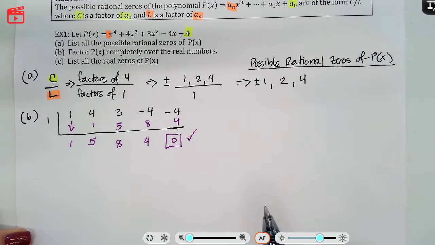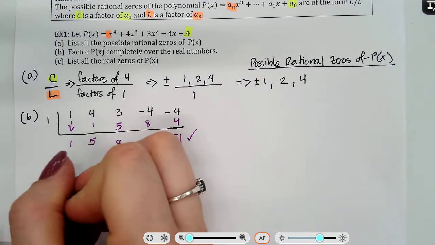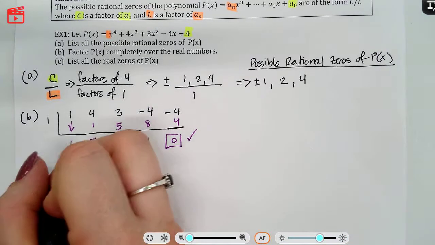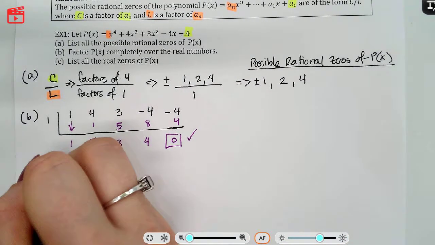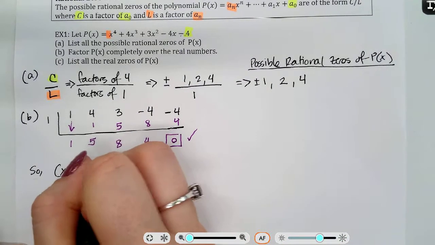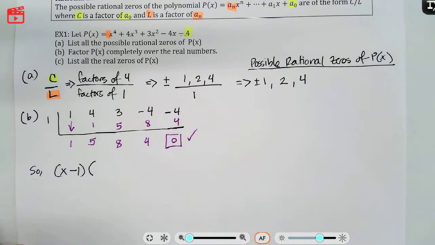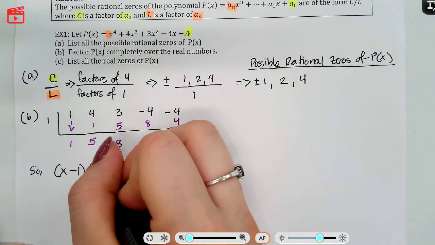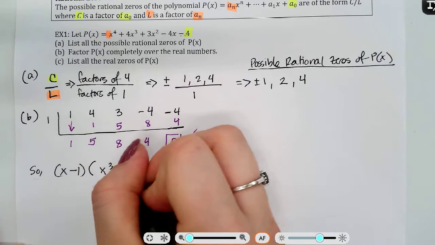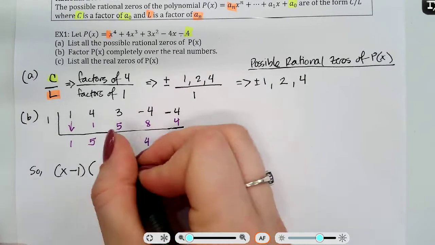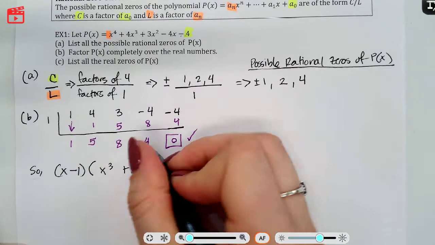And that was one of my possible rational zeros. All right, awesome. That was nice. That happened in the first round. So we have x minus 1 times, what's left over? X to the third power plus 5x squared, plus 8x, lastly plus 4.